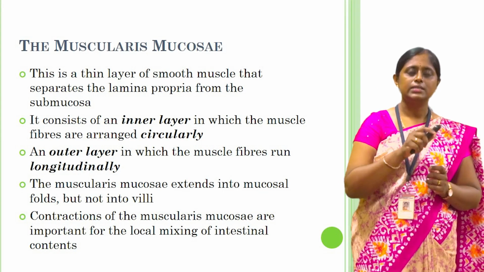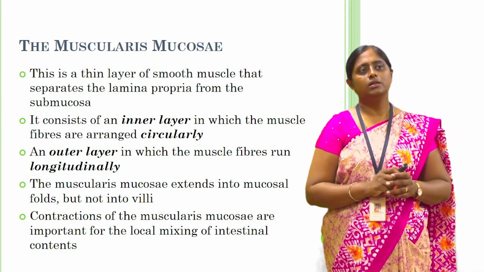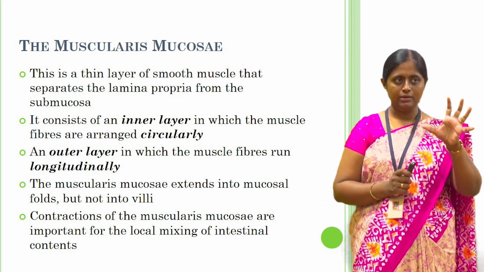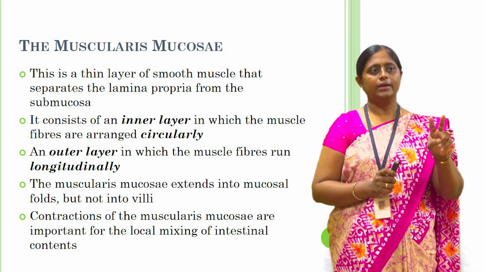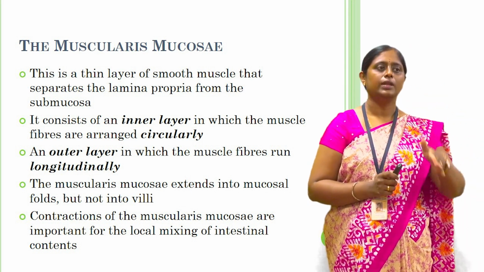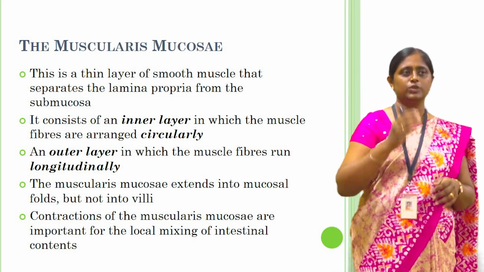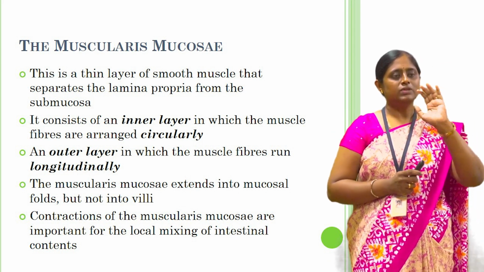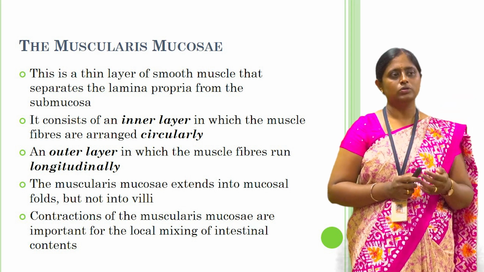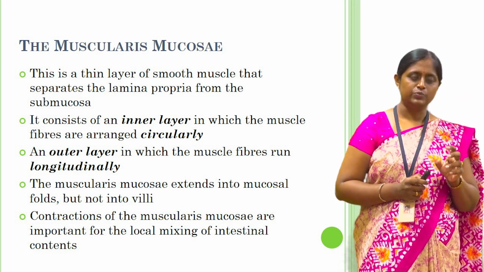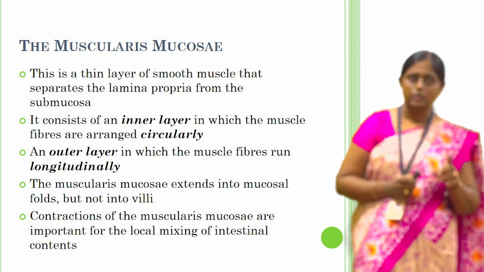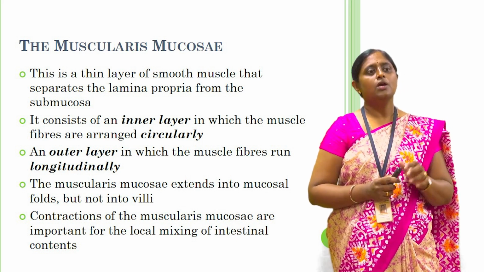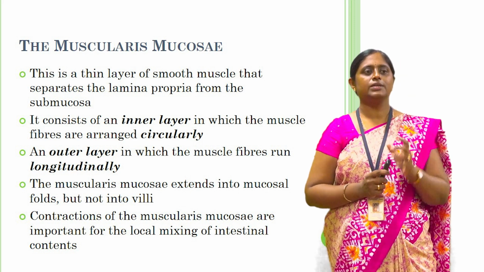Then the last layer of the mucosal membrane is called the muscularis mucosae. This muscularis mucosae is nothing but a muscle layer, which also comprises two layers. The first one is the circular muscle layer, and the outer lining of this muscularis mucosae is mainly made up of the longitudinal muscle layer. This gives a rough ending to the mucosal membrane. The circular and longitudinal muscle fibers help in the contraction of this muscularis mucosae, which is important for the local mixing of the intestinal content.